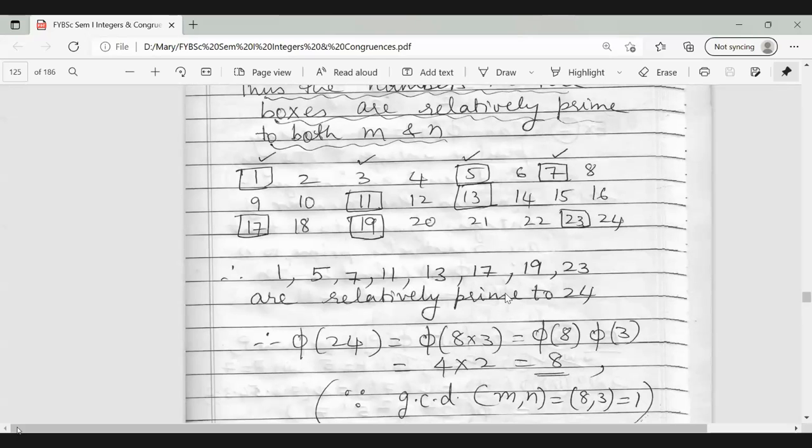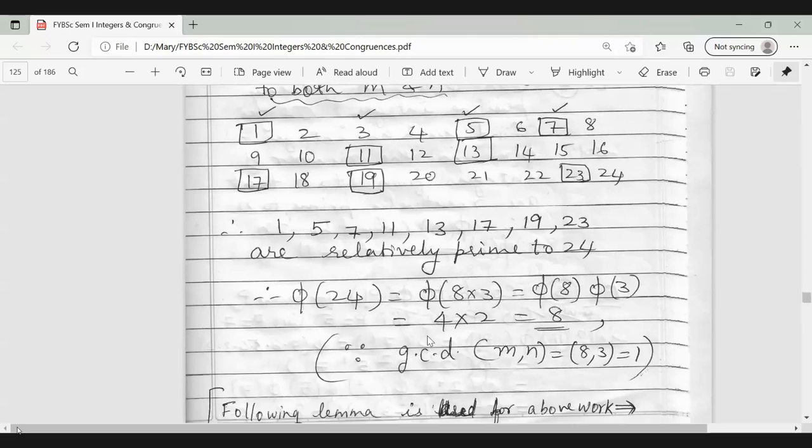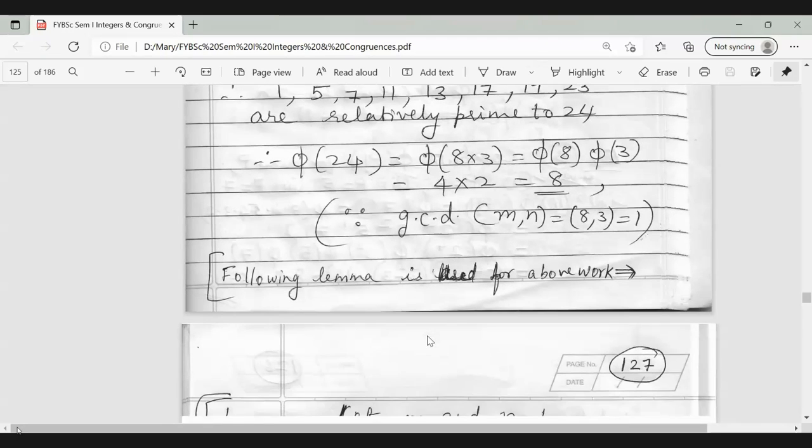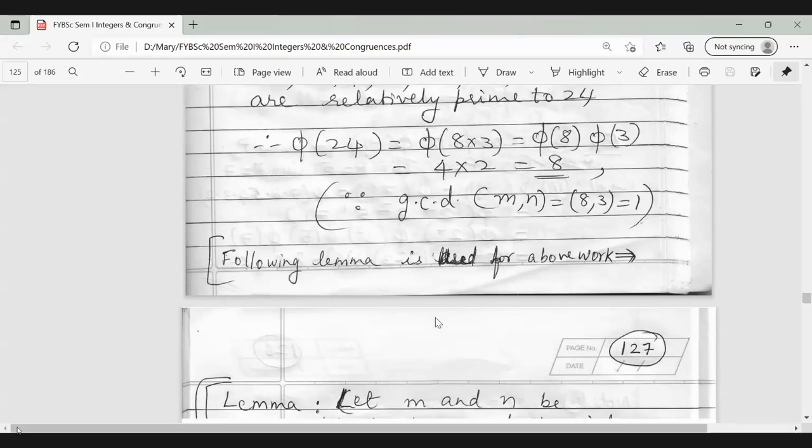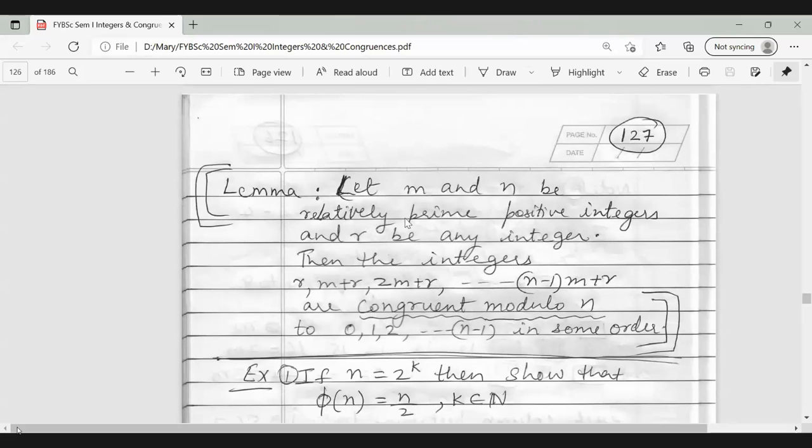These are all relatively prime to 24. So there is 5 of 8 into 5 of 3. That is 5 of 8 is 4, 5 of 3 is 2. Okay, and so you are getting 8 such numbers which are relatively prime to this. Okay, so here the following lemma is used for the above work. What is that lemma? So actually I have used this.